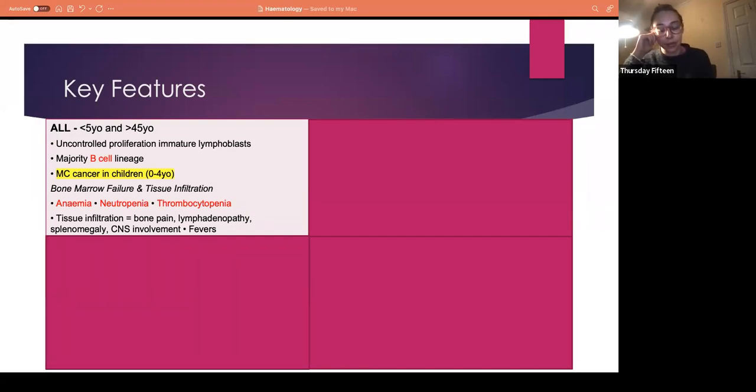So then the symptoms that arise from that are fairly self-explanatory. You'll get the classic symptoms of anemia, so you'll be fatigued, short of breath, with exertional chest pain. The classic symptoms of neutropenia, so you'll be more predisposed to infection. And the classic symptoms of thrombocytopenia, so bleeding and bruising.